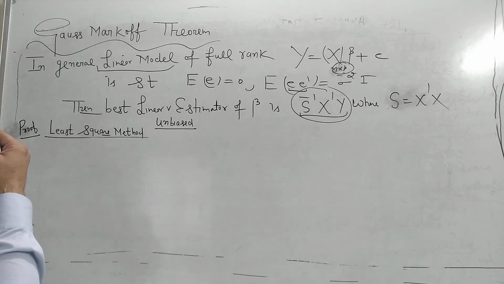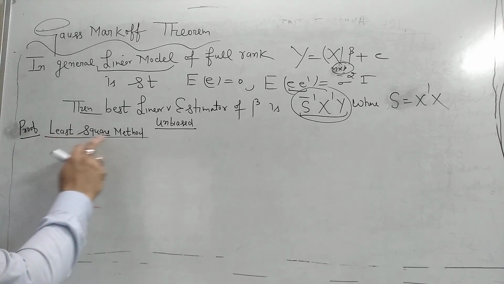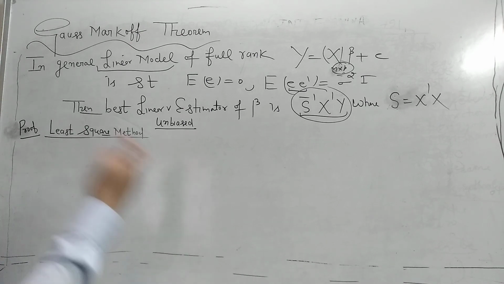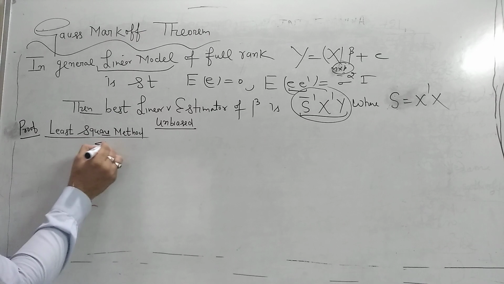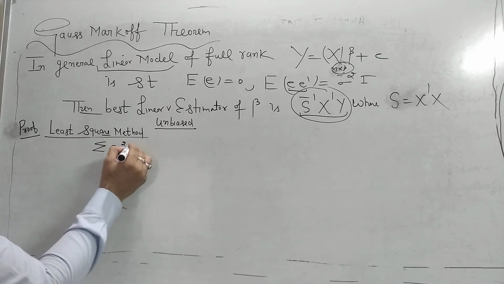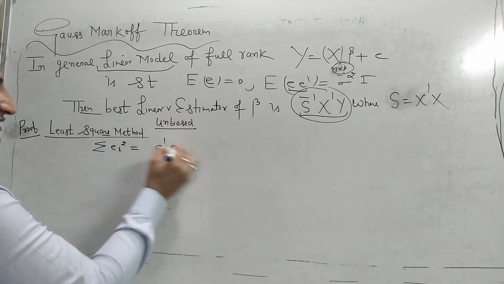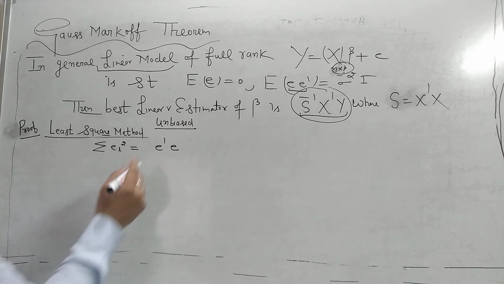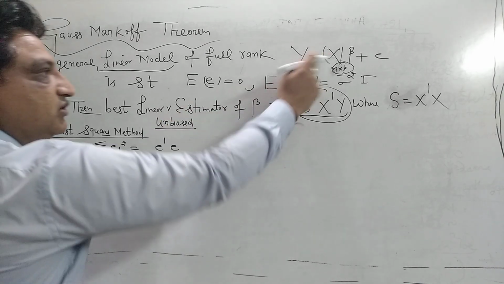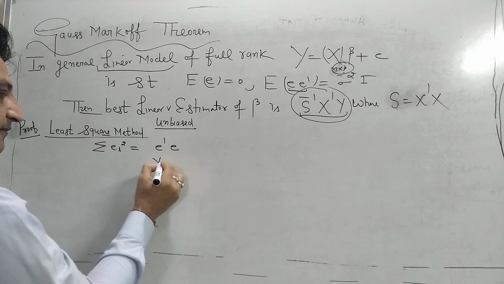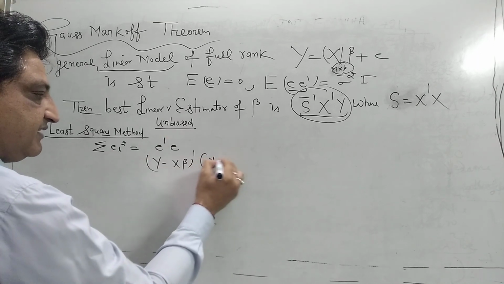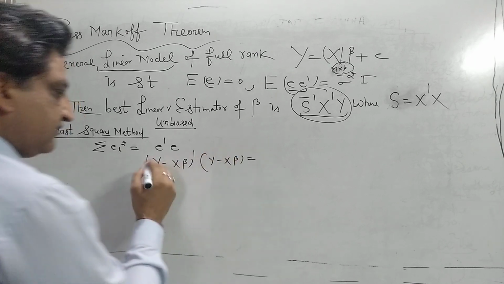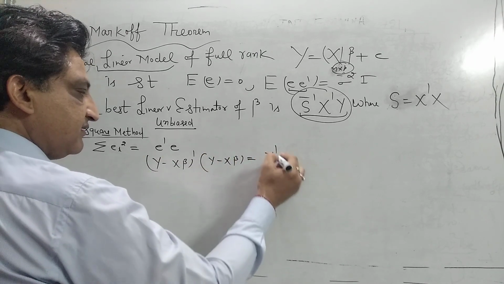So let us first of all try to find the least squares method, that is OLS. We try to minimize the summation of e squared. We try to minimize e, so this is e'e. What is e? e is the residual. So the residual is y minus Xβ, and (y minus Xβ) transpose.